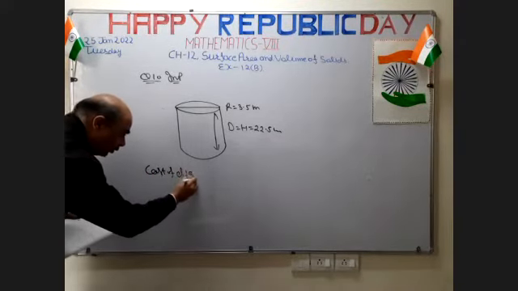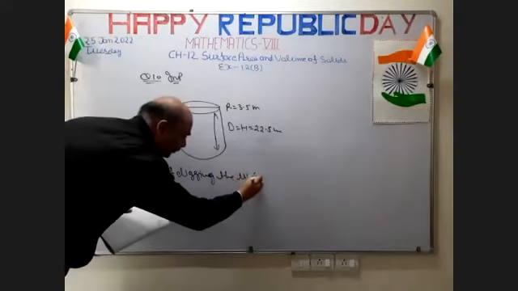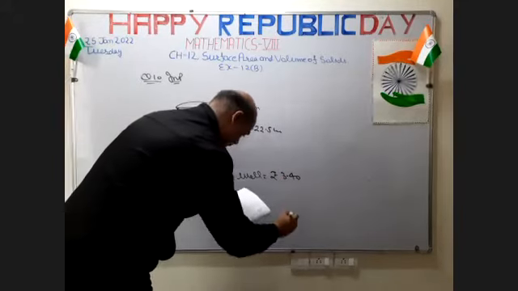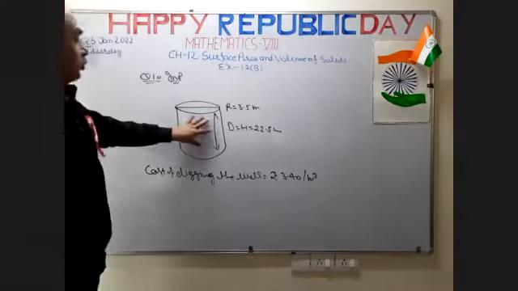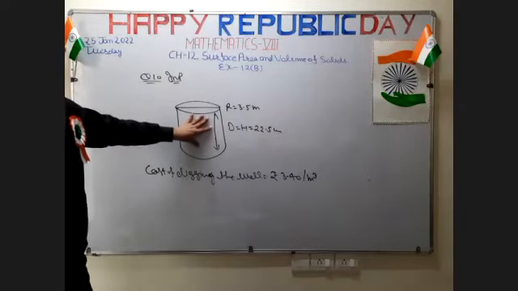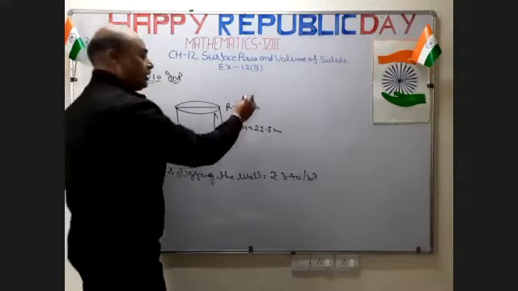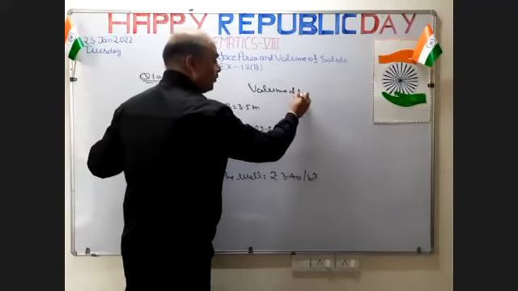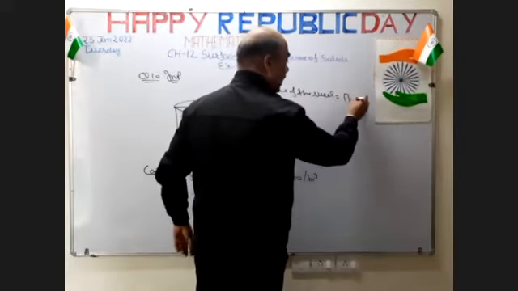Cost of digging the well is given as rupees 3.40 per meter cube. So it means we're going to find the volume of this cylinder or well first. To find the volume of the well, I'm going to use the formula of volume of cylinder because it is the shape of a cylinder. So write here volume of the well. The formula I'm going to use here is pi r square h.